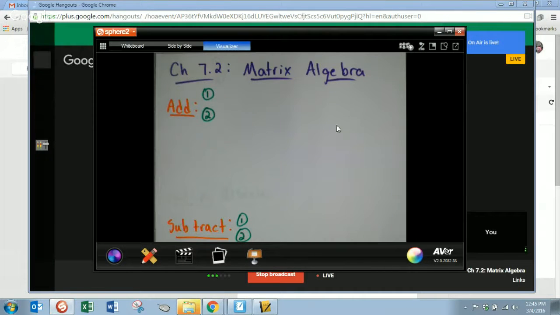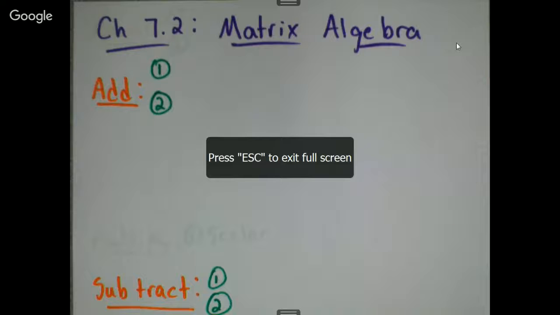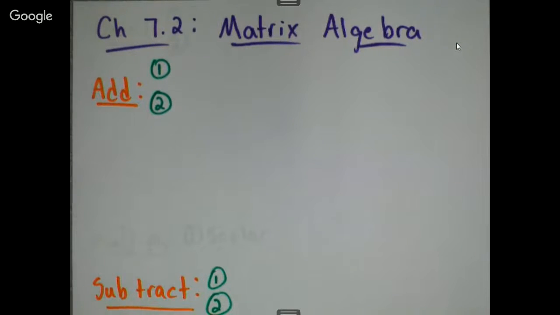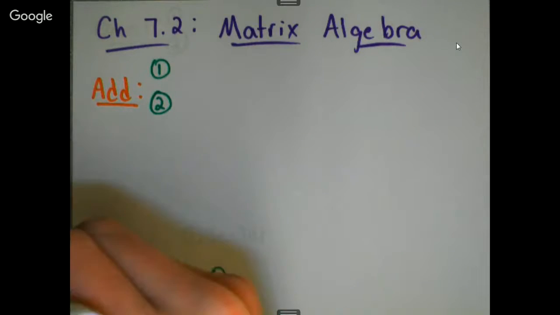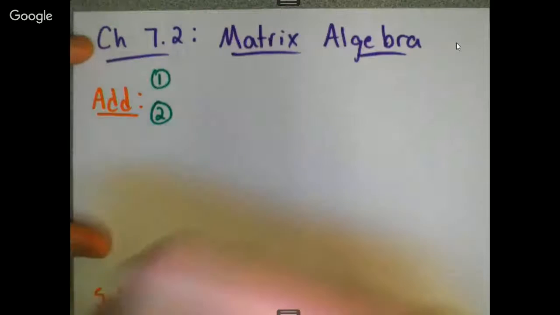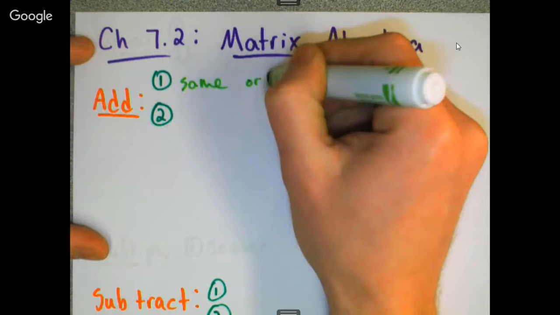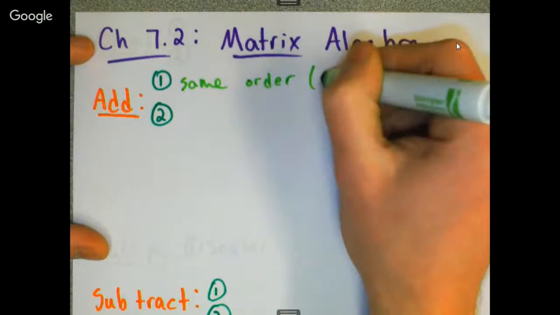Okay, we're going to talk about chapter 7.2, which is matrix algebra. And the first thing we want to talk about is adding two matrices. In order to add matrices, there's a couple things that have to happen. Number one, your matrices have to be of the same order. Okay, which is their size.